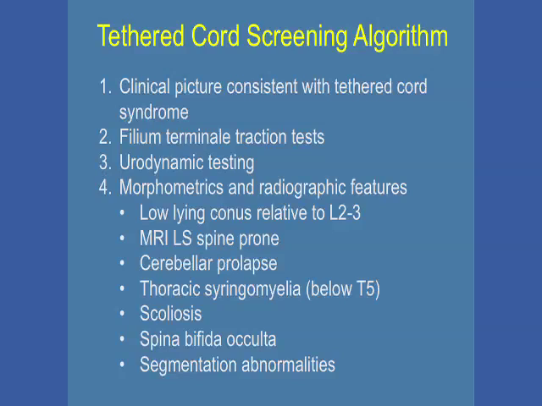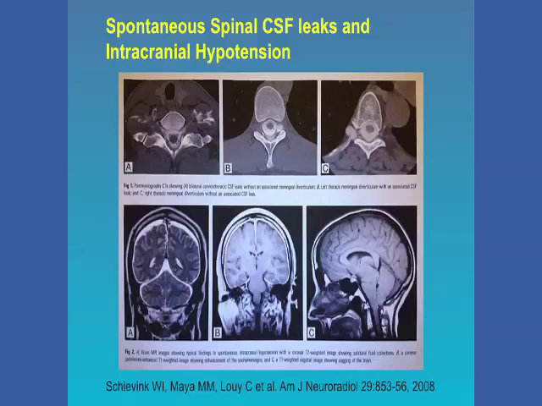Filum terminale traction tests, where we try to stretch the spine in such a way that we may aggravate some of these symptoms. Urodynamic testing, and a lot of other morphometric features localizing the position of the conus, using a prone image to see if the tip of the conus remains suspended in a prone position. In other words, it doesn't flop back and forth when you change positions. Presence of cerebellar prolapse after decompression for Chiari. Isolated thoracic Syringomyelia, the presence of scoliosis, spina bifida occulta, and other segmentation abnormalities. Almost finished.